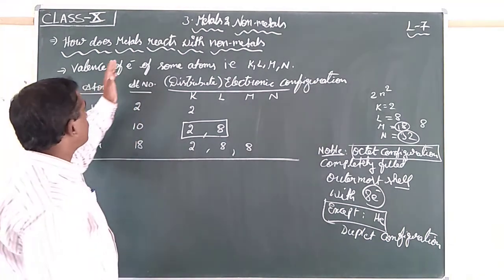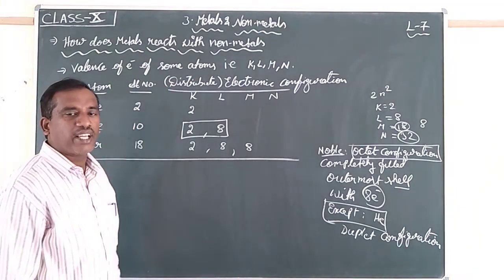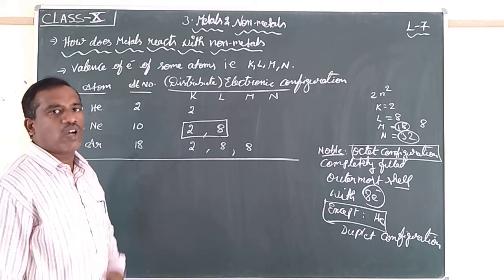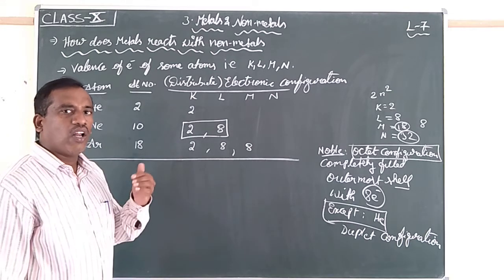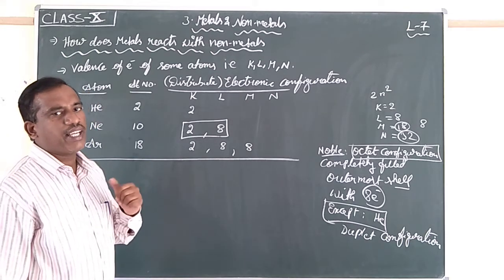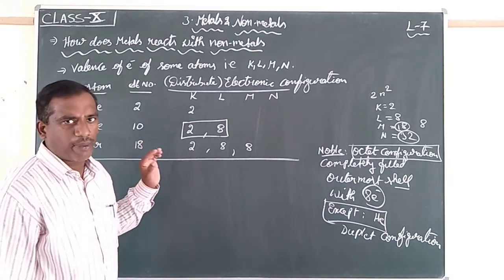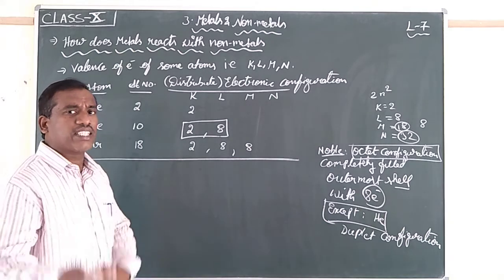Sir, we started our concept with metals and non-metals. Why did we go with noble gas? Because any element will try to attain this noble gas configuration by losing electrons or by gaining electrons. So, to understand what is noble gas, we went on with this topic. Let us take some other examples.